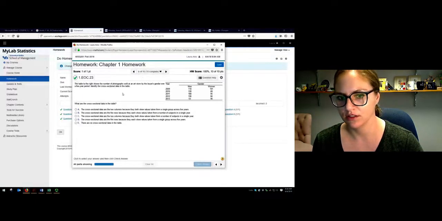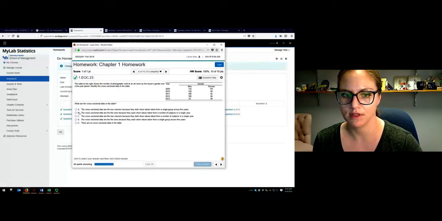Identify the cross-sectional data in the table. In this case, it's going to be the rows, because if I isolate just each row, it's giving me one year, multiple sections. So the cross-sectional data are the five rows because they show data taken from a number of subjects in a single year.